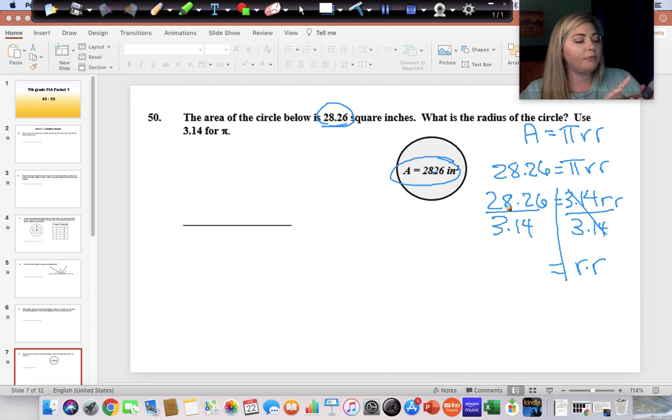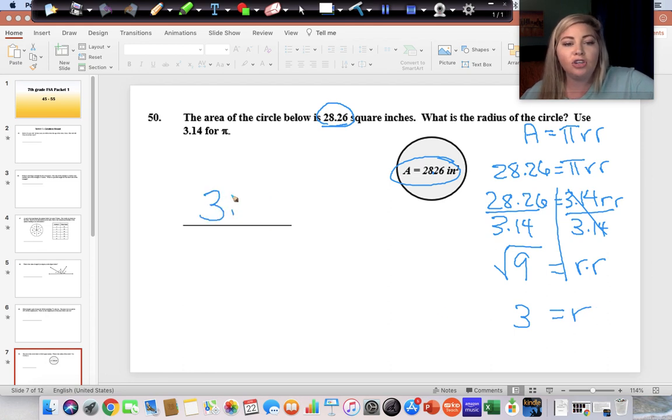So 28.26 divided by 3.14, and we get 9. We're not done. Okay, 9 is equal to radius squared. So the radius times the radius equals 9. What that means is that some number times itself equals 9. That number is our radius. So we need to think, what number times itself gives us 9, or find the square root of 9. The square root of 9 is 3, because 3 times 3 gives us 9. So r is equal to 3. So our radius here is 3 inches.